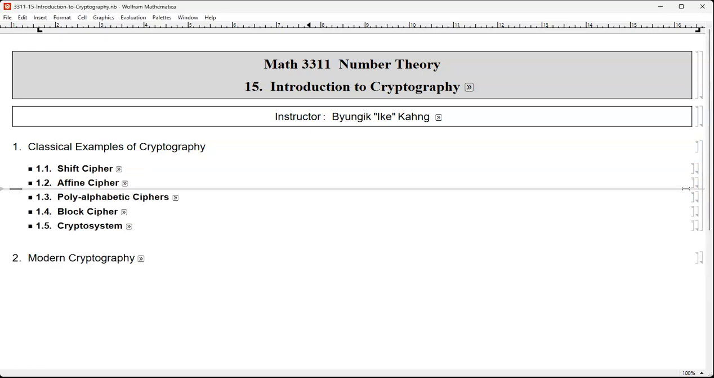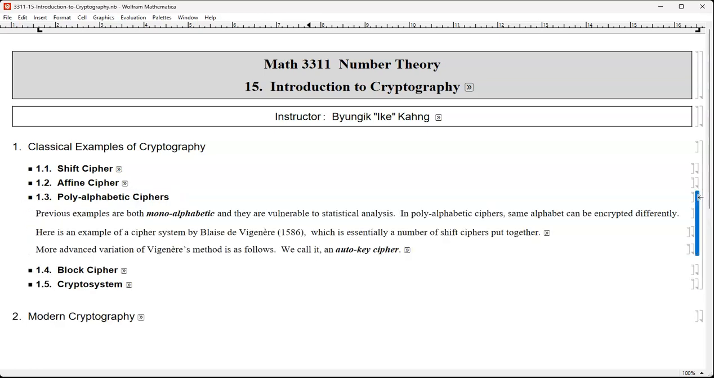Previously we talked about 1.1 and 1.2, and both of them are monoalphabetic ciphers. For each letter in the alphabet we have one and only one image assigned to it, and one and only one letter assigned to it. So we have a preimage and image relation, so that we have a one-to-one and onto correspondence no matter what.